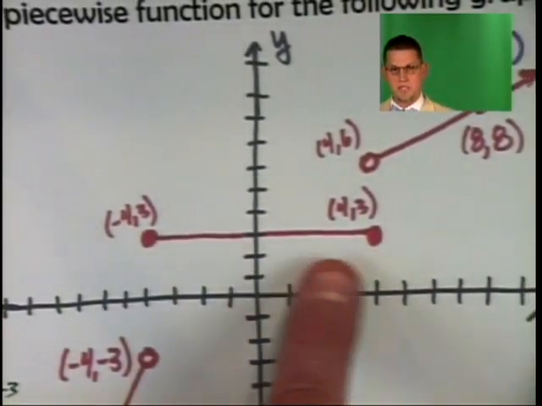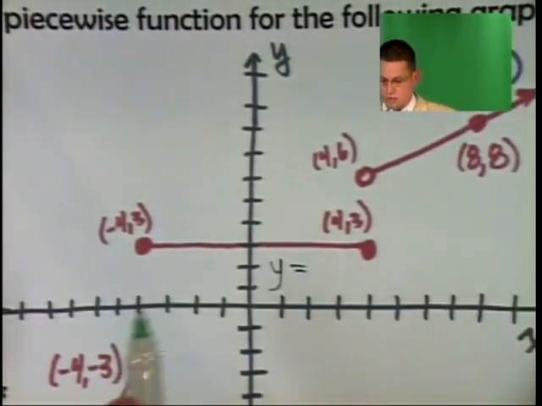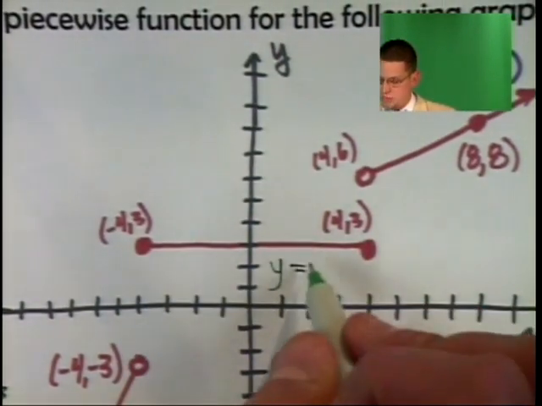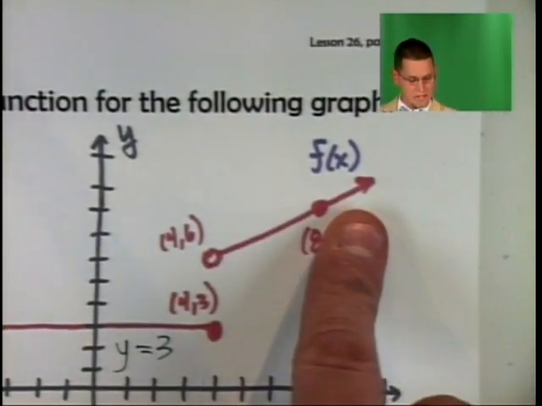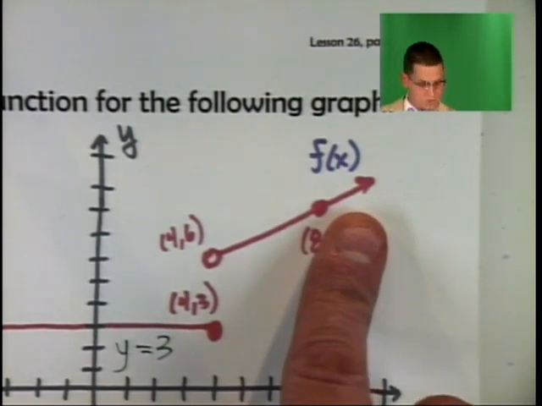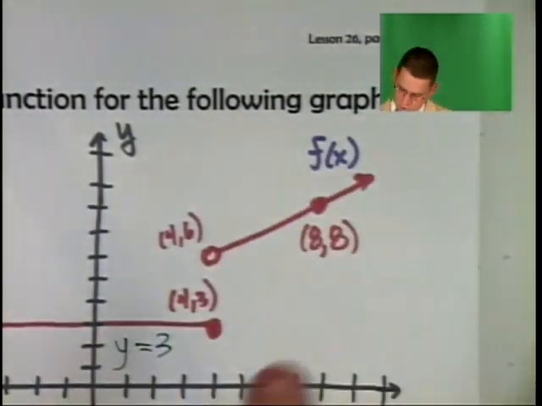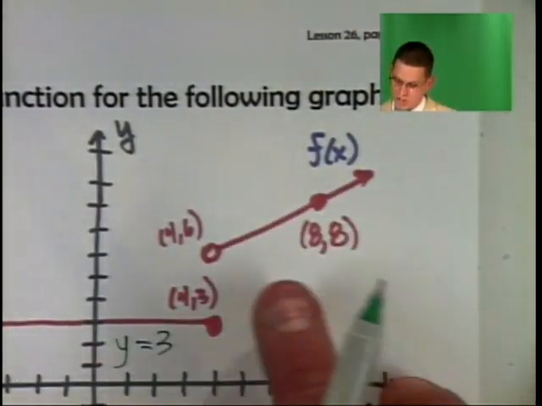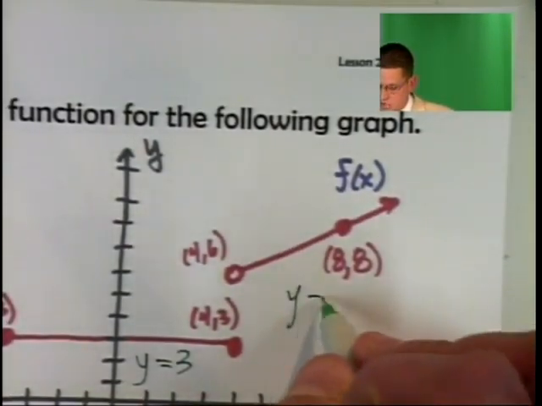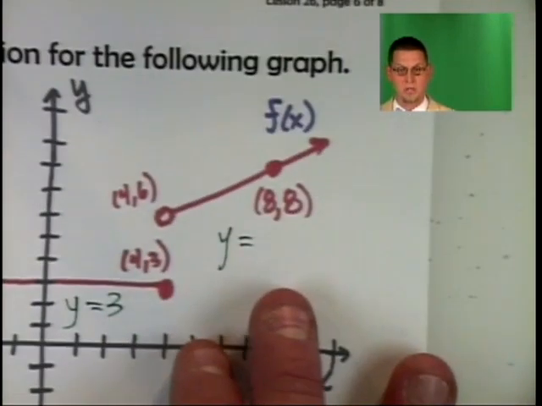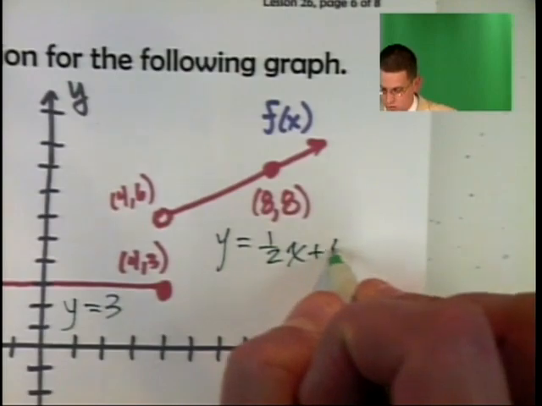Now, look at this piece here. This is a horizontal line. Those are easy. That's going to be of the form y equals whatever the y value is, which is 3. So that's a constant function. Now for this one over here, we can find the equation of that line in much the same manner as we previously did. We're going to restrict it to go from 4 to infinity. And it doesn't look like it's quite as steep as this piece, so the slope should be less steep. I'm going to save you the boredom of doing that calculation. But we use the point-slope formula, and we get 1/2 x plus 4.